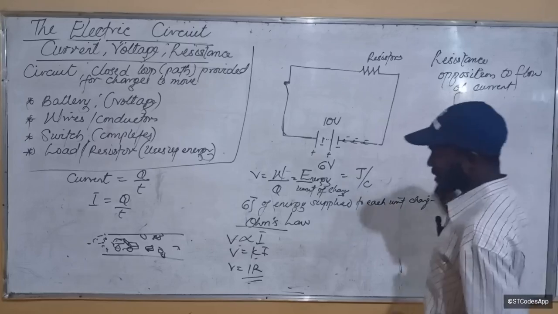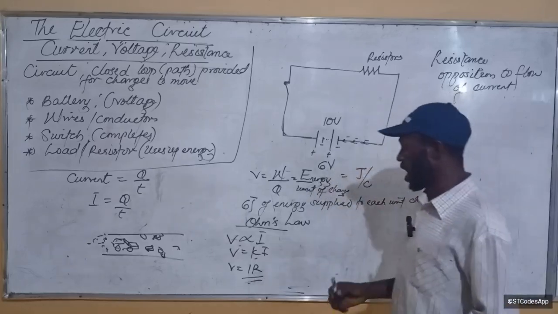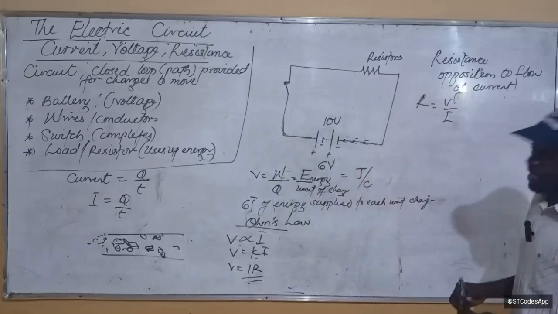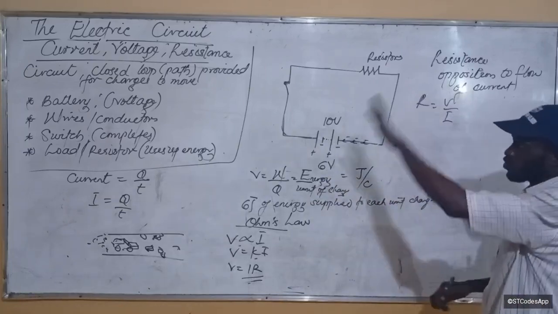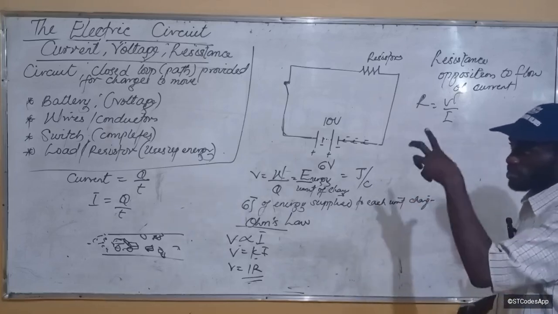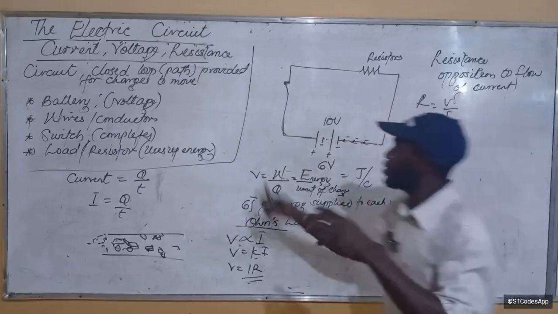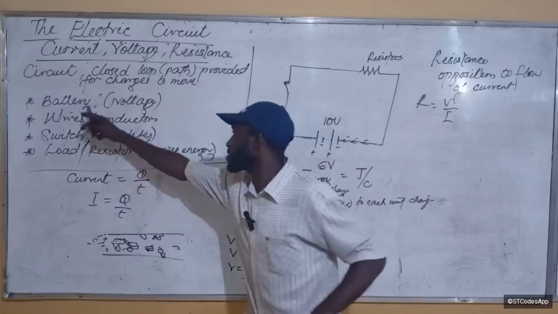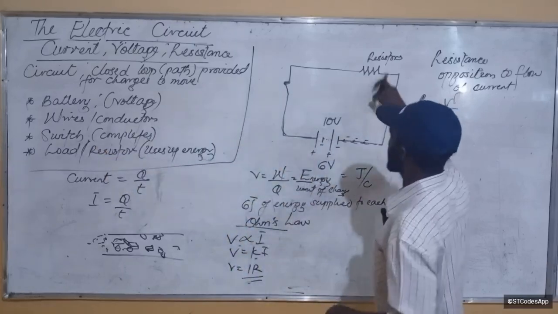Exactly. So resistance is given by V over I from that equation. Is that okay? We are going to talk about each of these components separately in a later video, but I want you to understand their relationship entirely. So these ones here are the conductors. The switch here is this guy. The load is this guy.